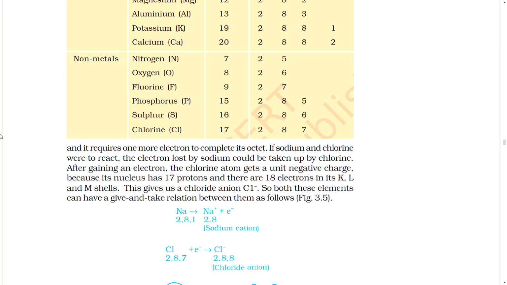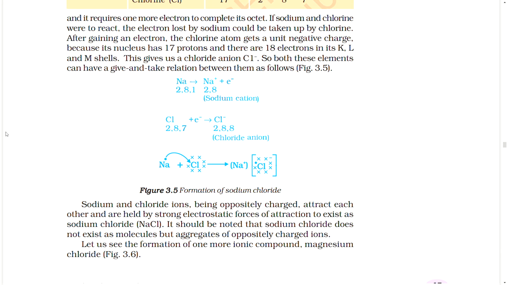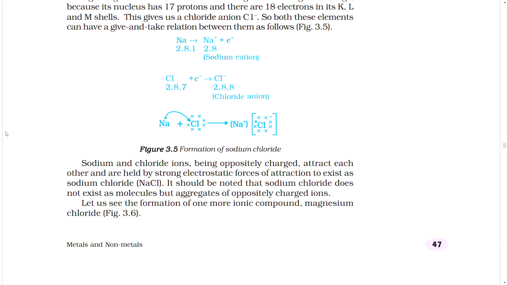Na tends to Na+ plus e-, 2,8,1 to 2,8, sodium cation. Cl 2,8,7 plus e- tends to Cl- 2,8,8, chloride anion. Na+ Cl-. Figure: formation of sodium chloride.